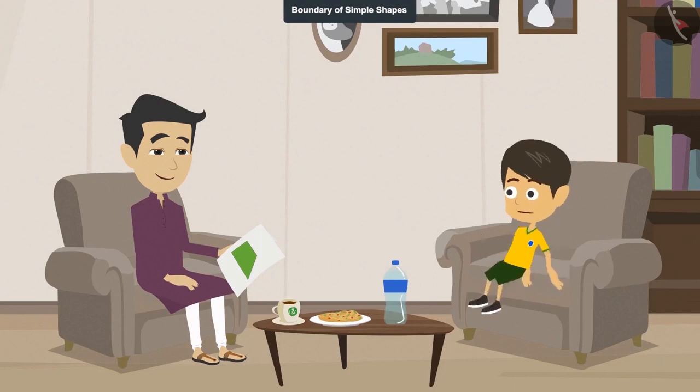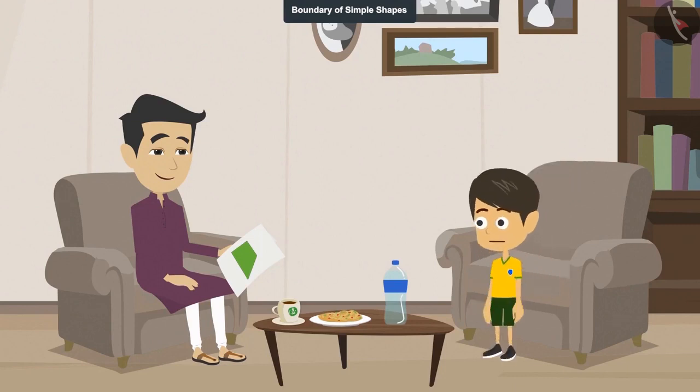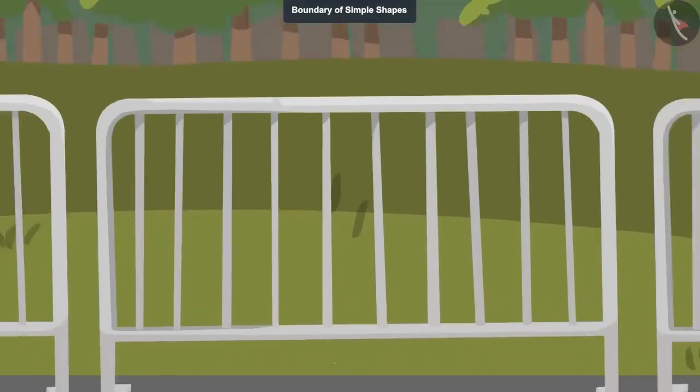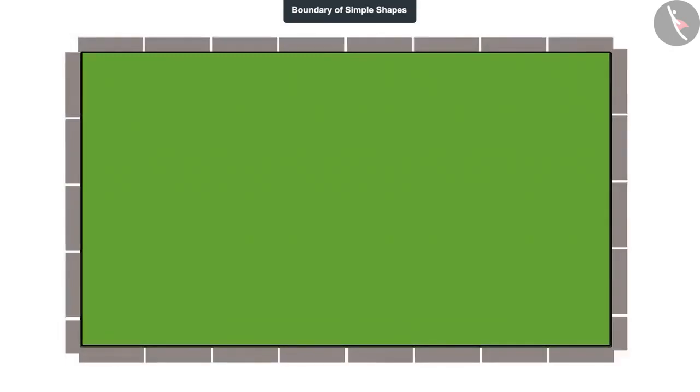Understood. Now come to the park with me. Yes, let's go. Do you know that a grill has been installed on the park's boundary? And the length of the boundary would have been measured for that as well.